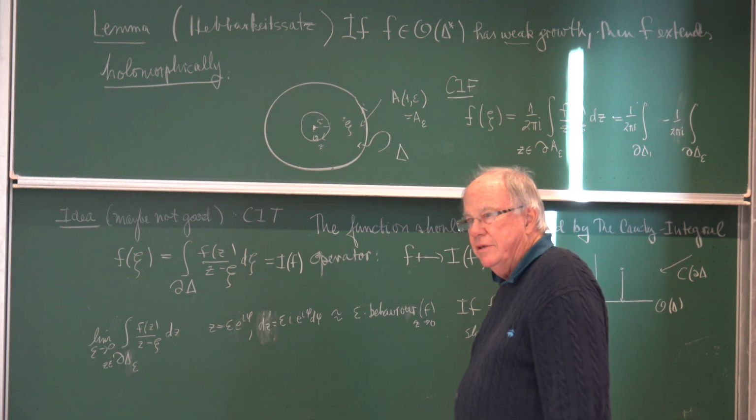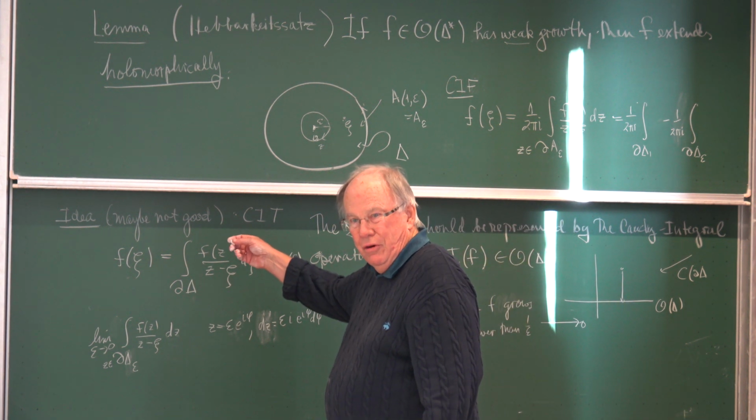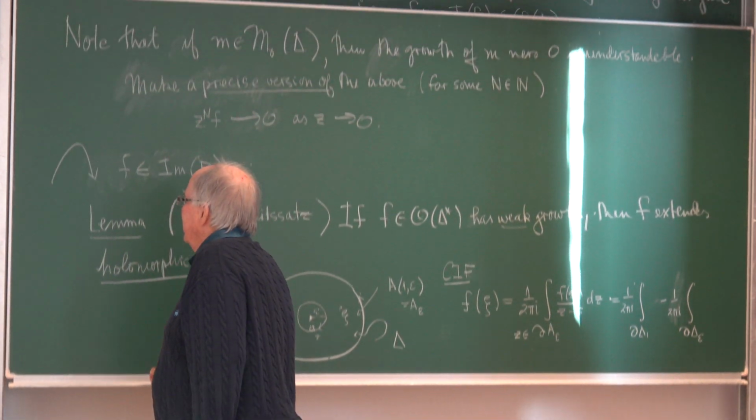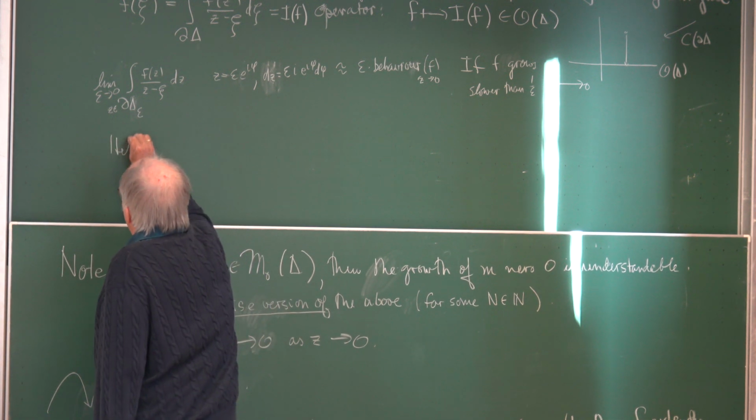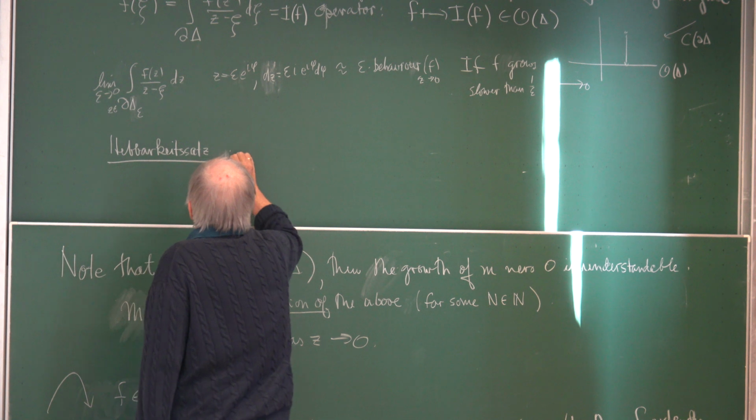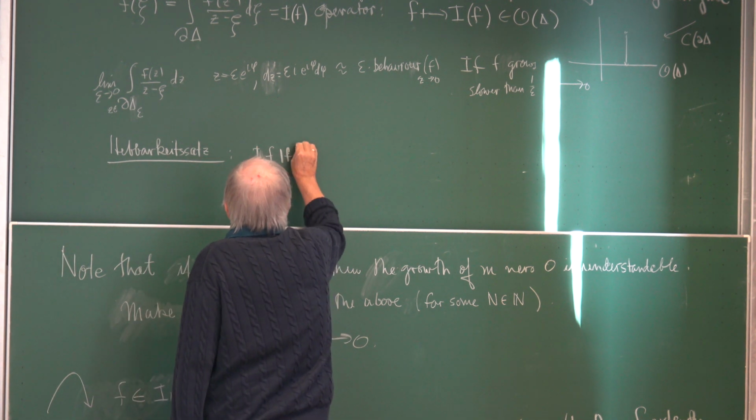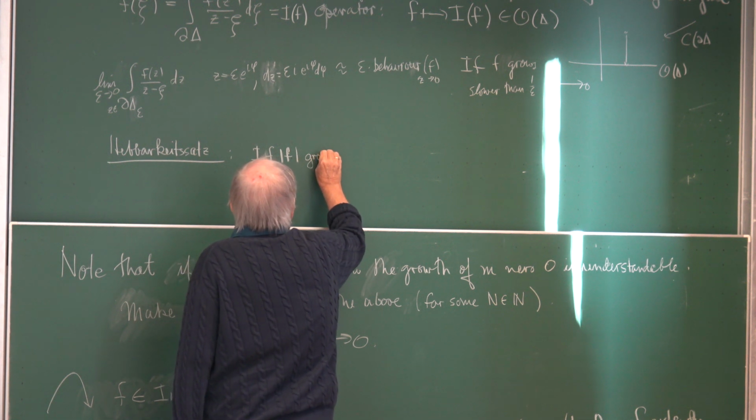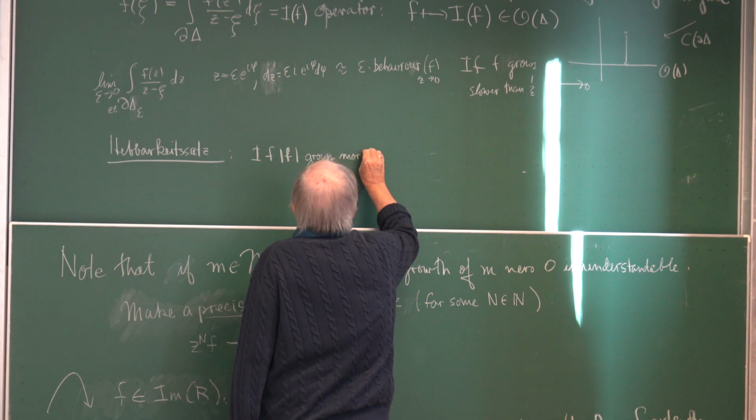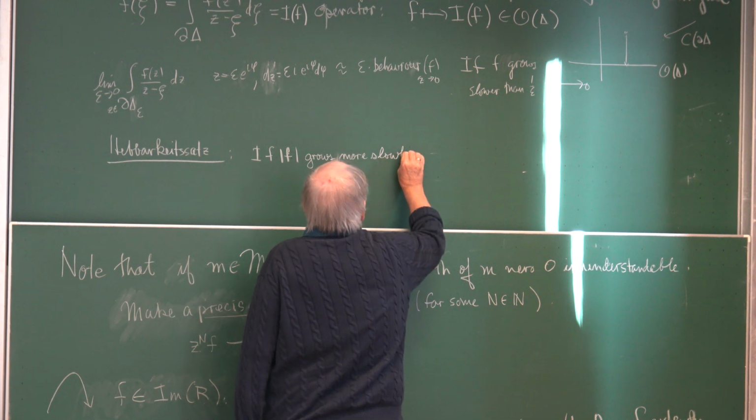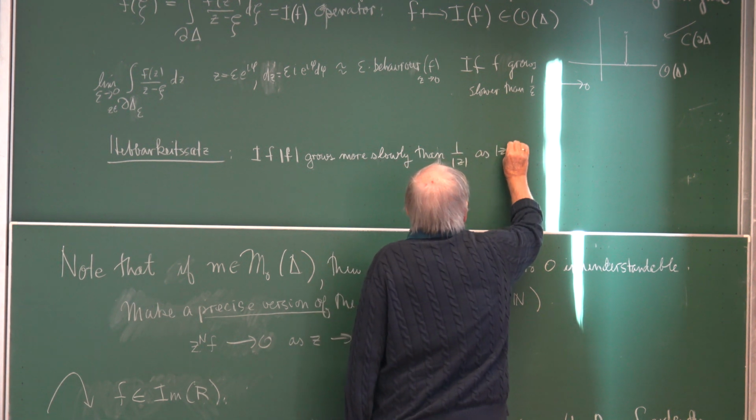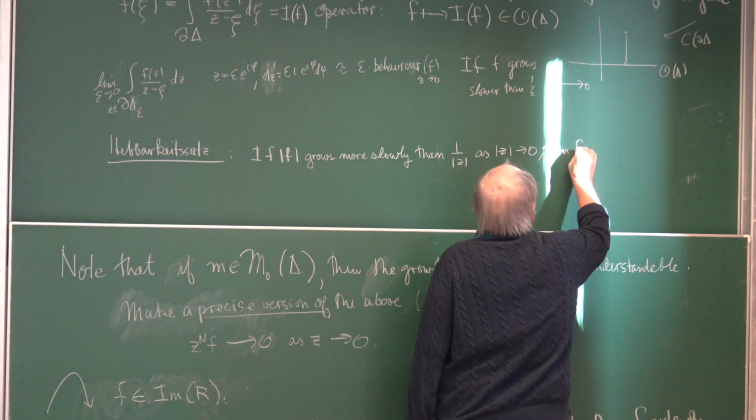That's really a theorem. That's called the Huckleberry. What is the theorem? The theorem is, the Huckleberry is, if f in absolute value grows more slowly than 1 over absolute z, as absolute z goes to 0, then f extends holomorphically.